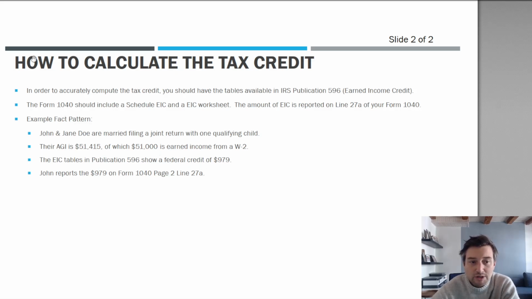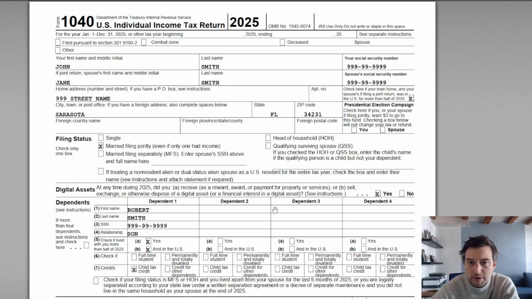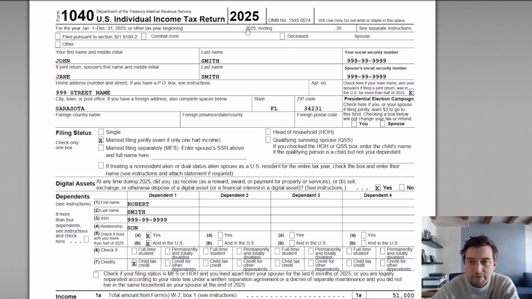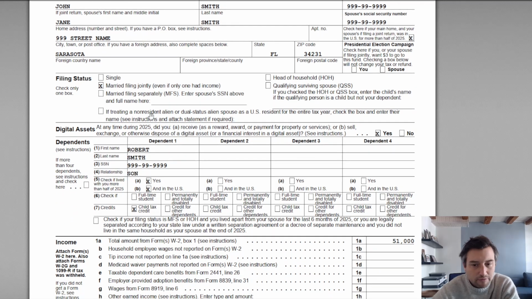and that's going to be reported on their 1040. So let's have a look at the Form 1040. We'll go to page 1 first and have a look at the income and other information on the taxpayers. So we can see here we've got a 2025 return. So these are returns filed in 2026. And John and Jane Smith, married filing joint return.